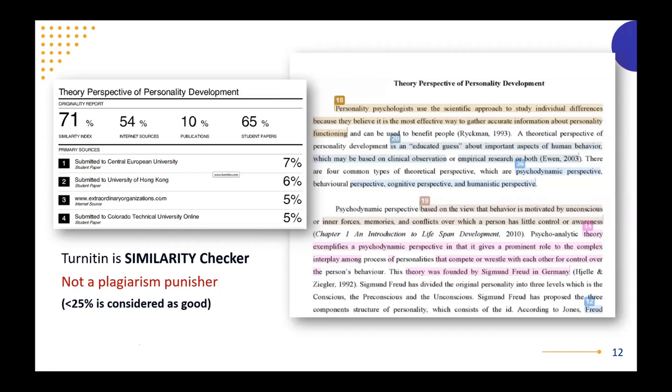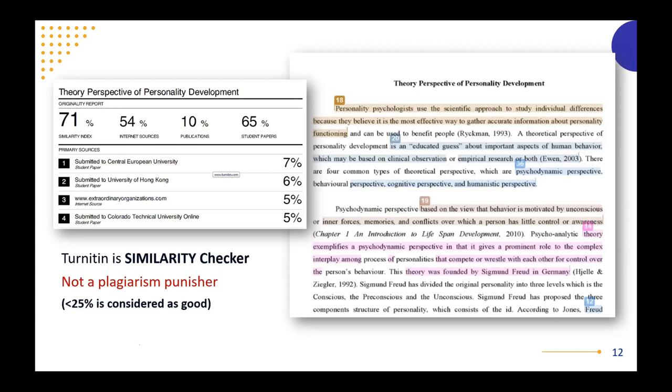I put it there already. The acceptable percentage is 25, right? Anything 25 and below is considered good. How do you know this? Easy. Upload it to Turnitin. Before it starts turning orange or dark yellow, it's okay. If it starts turning red, it means the similarity is too high, right?